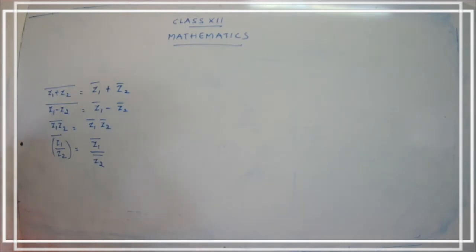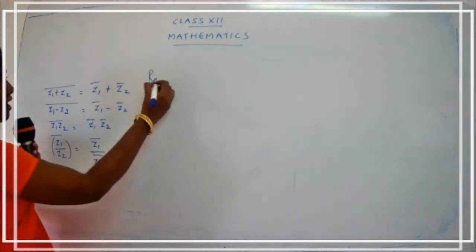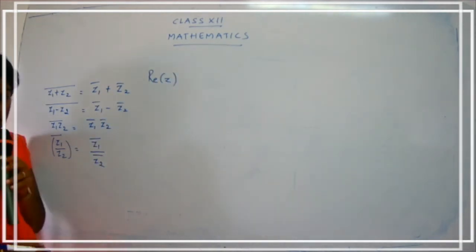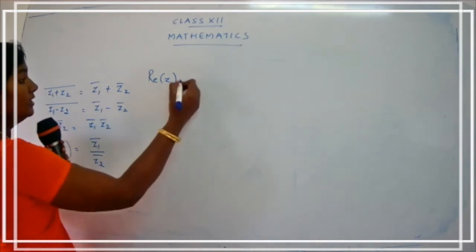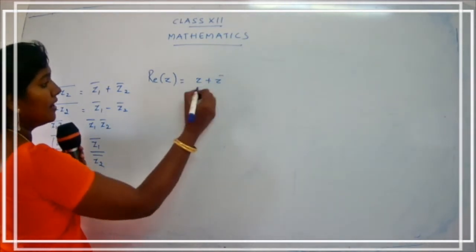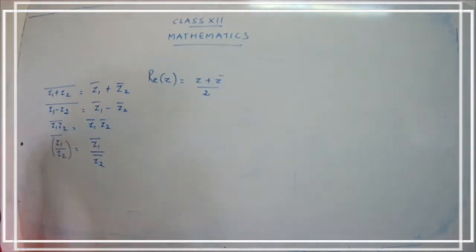So we have totally seen around 10 properties, children. The first 4 properties dealt with the 4 different operations: addition, subtraction, multiplication and division. Now next one, what was the 5th one? Real part of Z. How are you going to find the real part of Z? The formula is Z plus Z bar upon 2. What is the formula for finding the real part? Z plus Z bar upon 2.